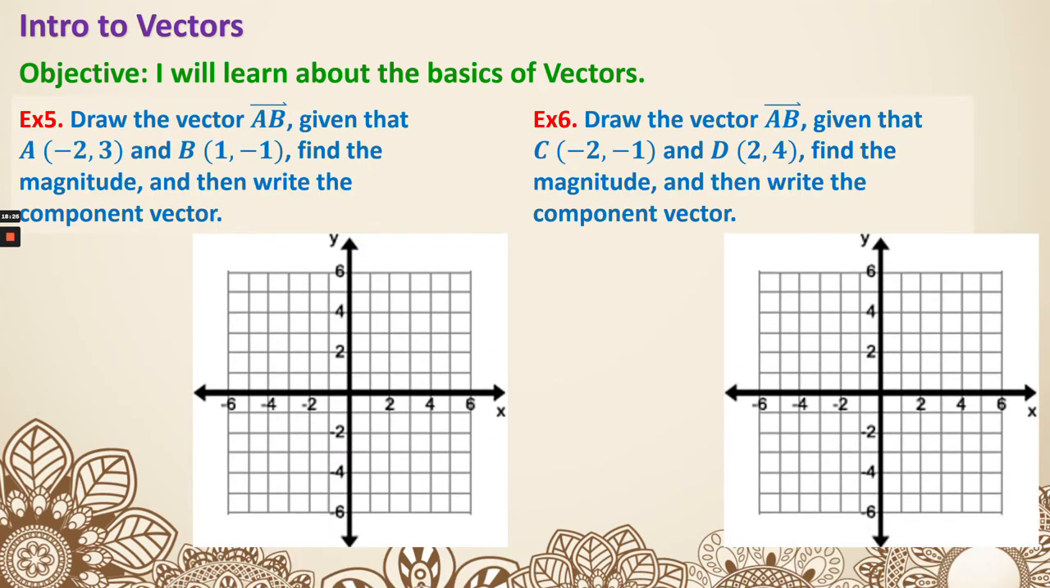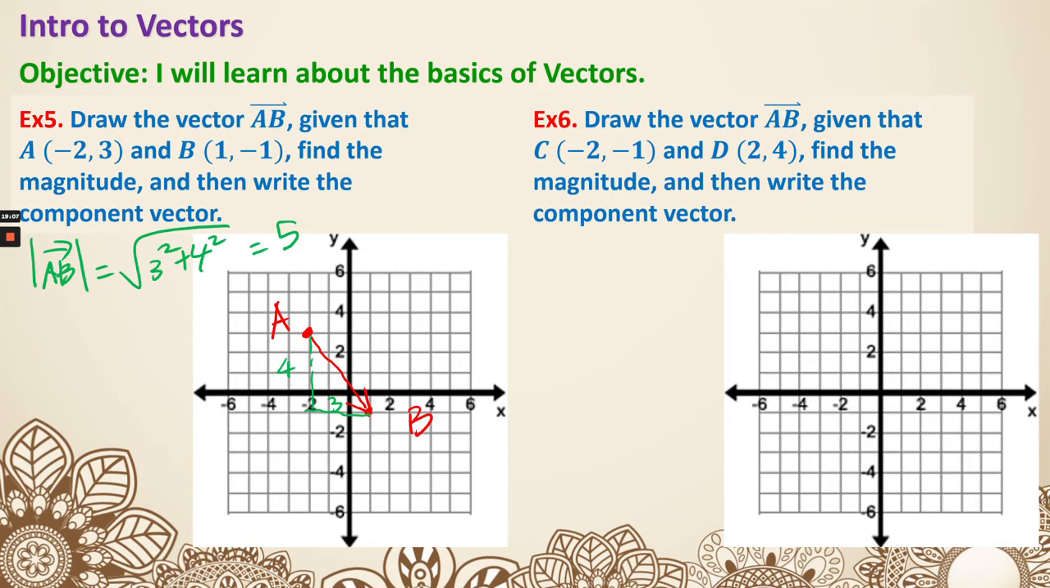Moving on, draw the vector given the points, find the magnitude, and then write the component form. Let's do that. My point A is (-2, 3). My point B is (1, -1). So I can connect them. And then it's time to find the magnitude. Magnitude is where we are going to use the Pythagorean theorem, the right triangle. That is a 3, that's a 4. So that means my AB is going to be the square root of 3 squared plus 4 squared, which is 5. That is the magnitude.